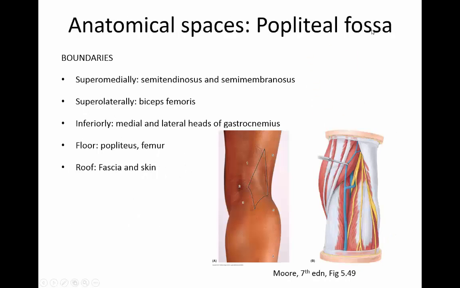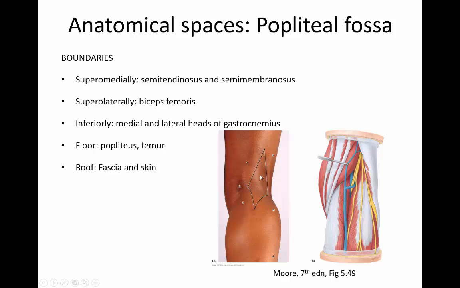Anatomical spaces, we have the popliteal fossa. Now the popliteal fossa is that soft squishy bit in the posterior knee. The boundaries supramedially, we had those semimembranosus and semitendinosus muscles. These are our medial hamstrings. Supralaterally, superior and laterally, we had the biceps femoris. Inferiorly, inframedially, we had the medial head of the gastrocnemius. Laterally, we had the lateral head of the gastroc. So these make the boundaries of our popliteal fossa.